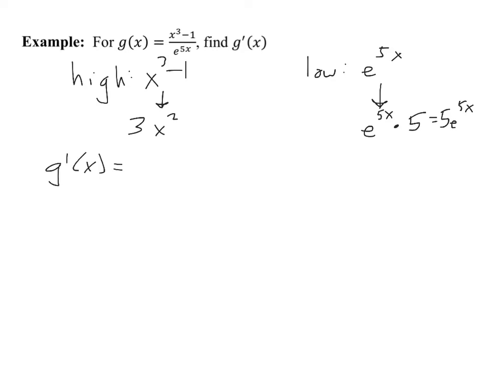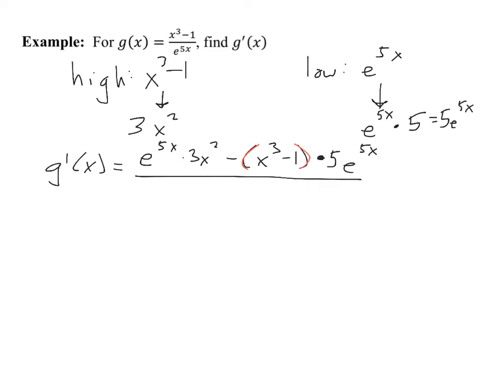G prime of x is going to be low d high minus high. I want to make sure everybody notices there that when I did that, I'm putting parentheses around that. That whole thing has to be there. So we have high d low. My d low is 5e to the 5x. Sorry, that's a multiplication right there. Square the bottom, e to the 5x squared, and away we go.